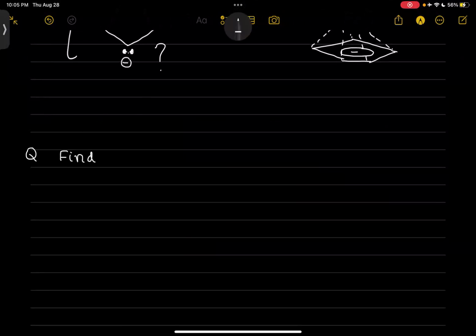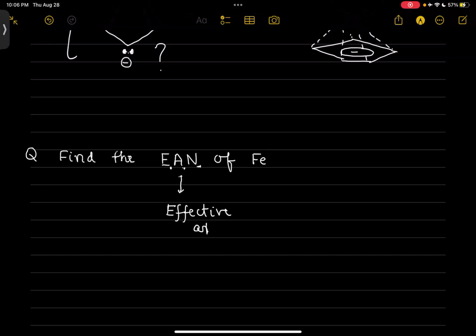So tell me the EAN. Yogita, what do you mean by EAN? Argon, sir. This is known as effective atomic number. Okay. Do you know how to calculate it? If you don't know, I will explain it. Yes, I will explain it. Okay.